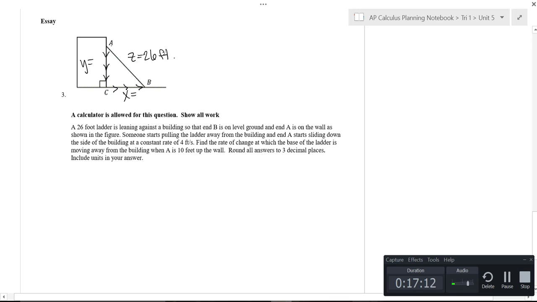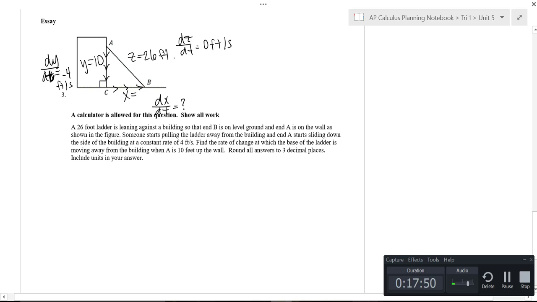So if A is 10 feet up the wall, that means Y is 10. Because it is moving down, sliding down the building, I'm going to come over here and say dy over dt equals negative 4. We don't know. We want to know what dx over dt. Whoops, I said dx. And I know that that ladder is never going to change, right? My ladder is not compressing, getting smaller or larger. So I'm going to say that this is going to be 0 feet per second.